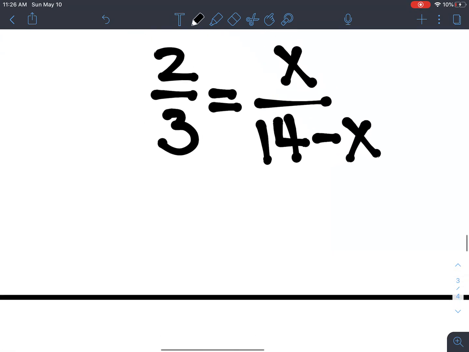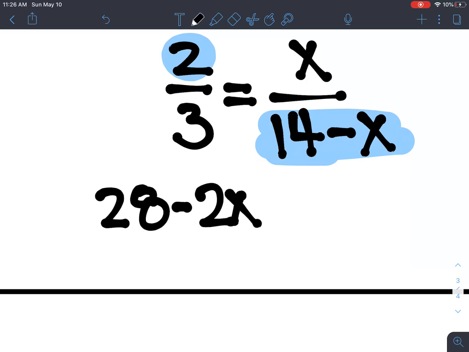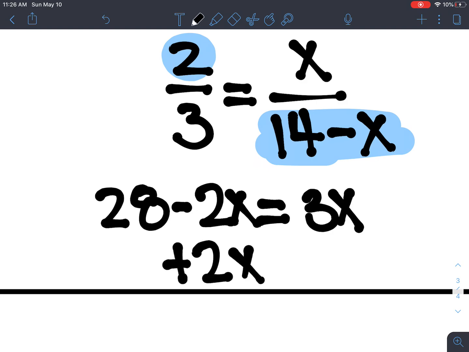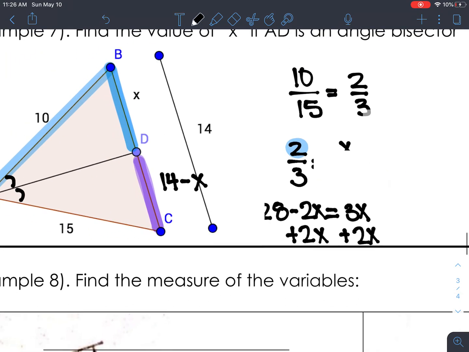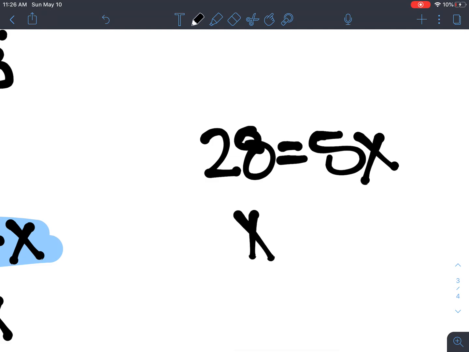So now we're going to cross multiply. So make sure that when you're cross multiplying this 2 and this 14 minus X, you're distributing it to the 14 and to the X. So this is going to become 28 minus 2X is equal to 3X. I'm going to add the 2X over. And for a lot of these examples, you are going to get decimals, okay? So I'm going to get 28 is equal to 5X. And then dividing that out, I'm going to get X is equal to 5.6.